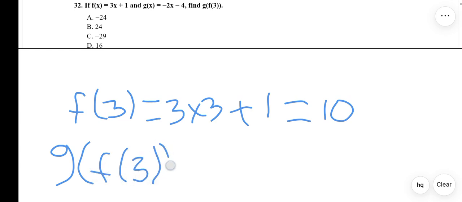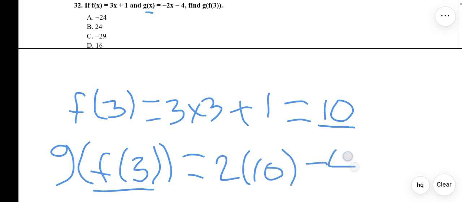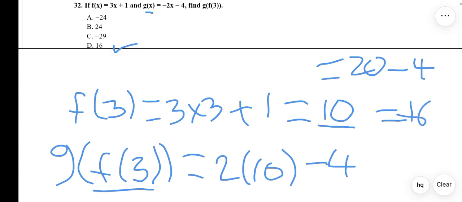So my g of f of 3. My input now is f of 3. So whenever I see g of s is 2s minus 4, whenever I see s here, I'll replace it with f of 3, which I got to be 10. So that will be 2 into bracket 10 minus 4. So 2 times 10, 20. 20 minus 4 will give me 16. So my answer is 16, which is option D.